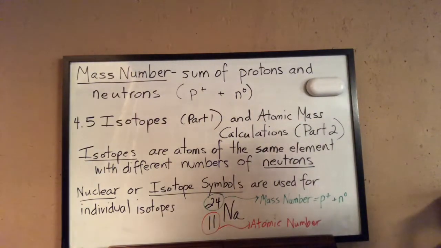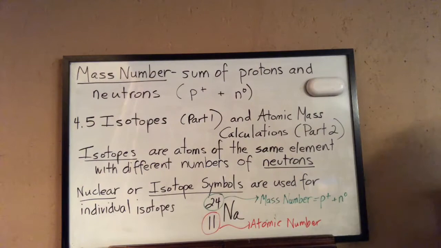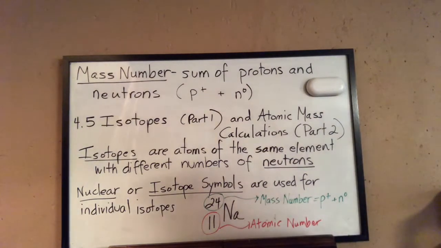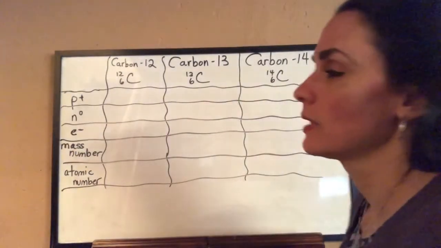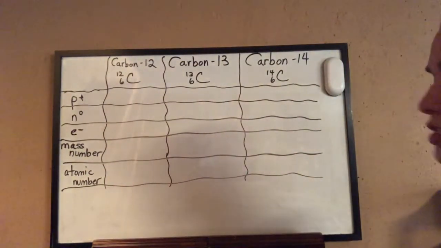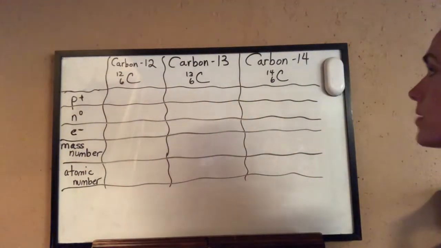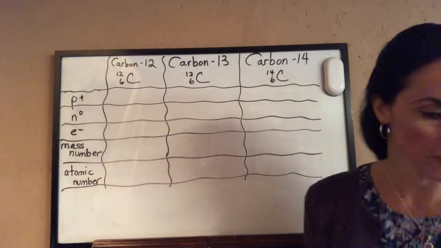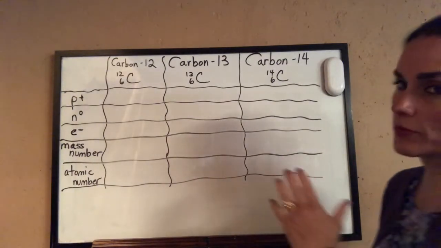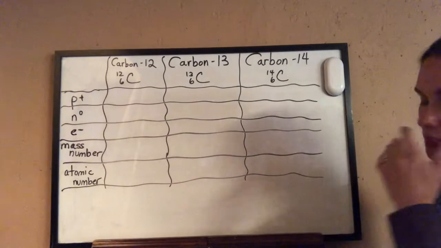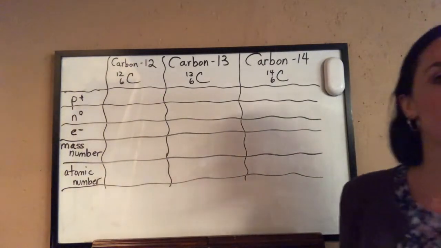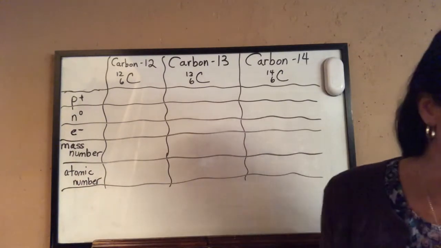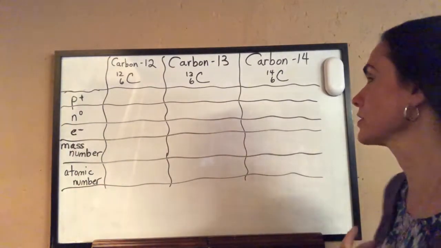Now, let's talk a little bit more about isotopes. Let's look at three variations of carbon. Carbon 12, carbon 13, carbon 14. Carbon 12 is in living organisms. Carbon 13 and carbon 14 are used for dating archaeological finds, carbon dating. You may have heard that term.